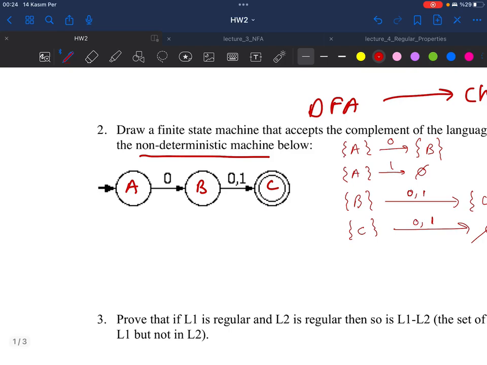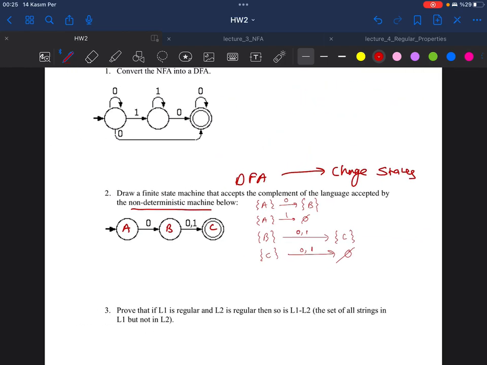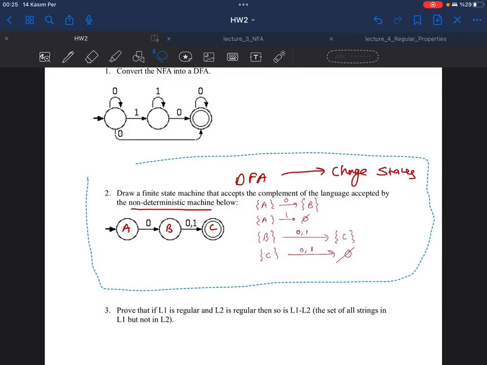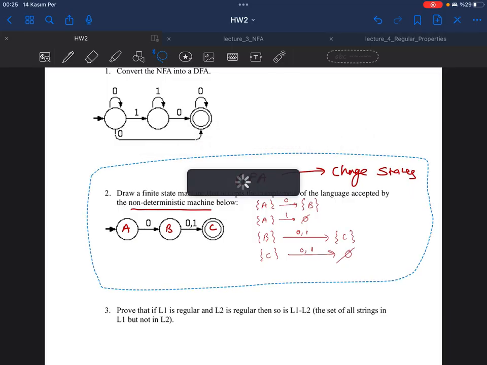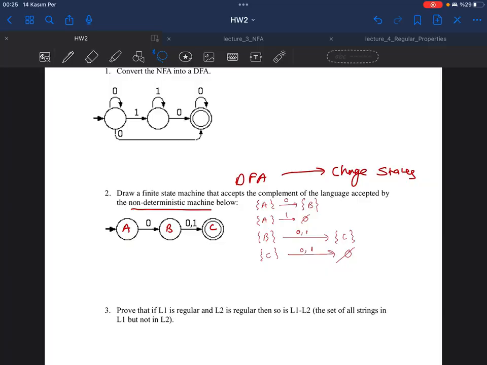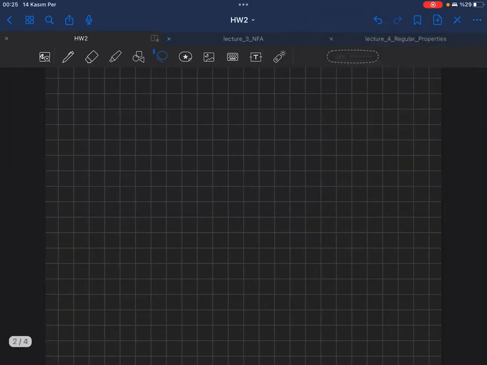Okay, so let's draw. What was the initial state? It was A. So let's draw it. I will copy this picture and create a new page for this.